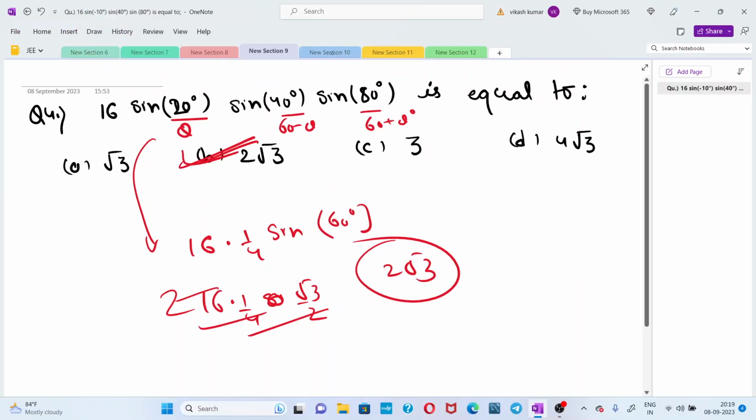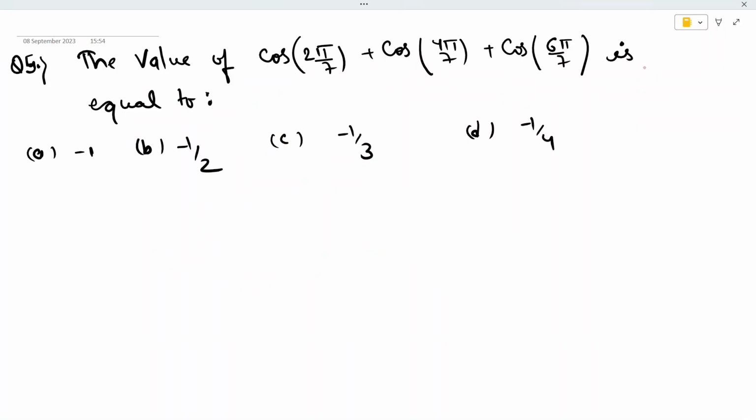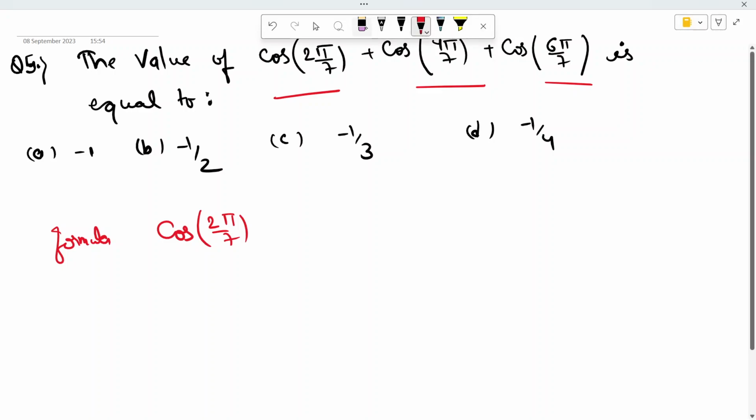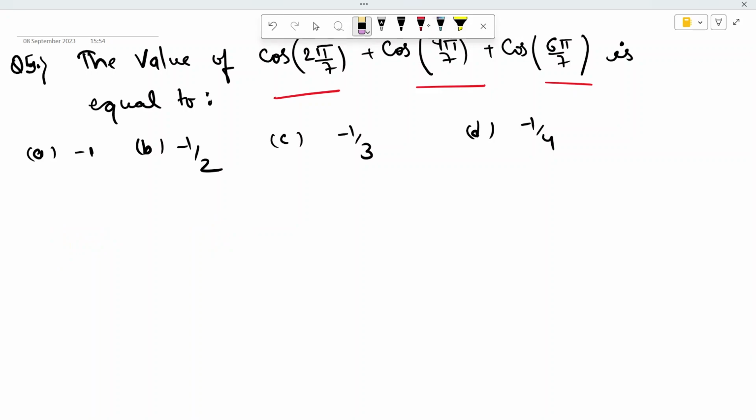Now let's move to the next question. You have given cos, cos, cos. Let me recall one formula for you. Look, general trigonometric equations and identities are totally based on formulas. If you remember the formula, you can easily solve in upcoming games also. So try to learn formulas clearly. Let me write some general formulas, then I'll go to this question. This is also simply formula based. Nothing else.